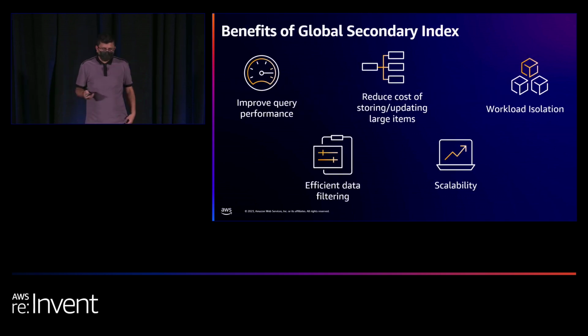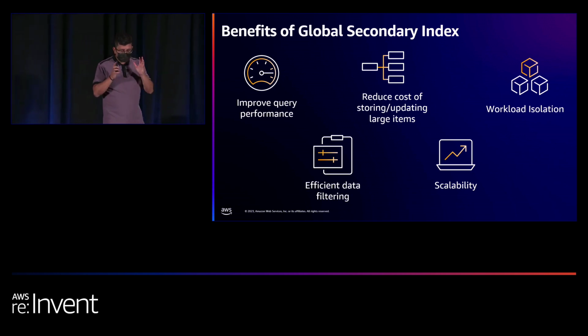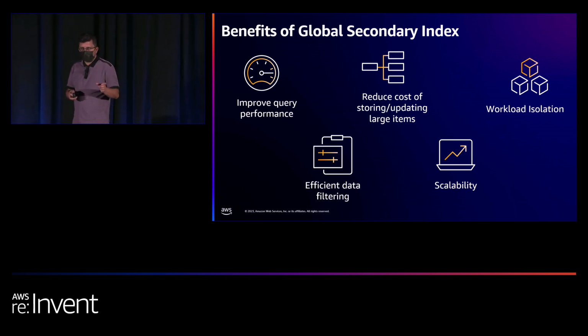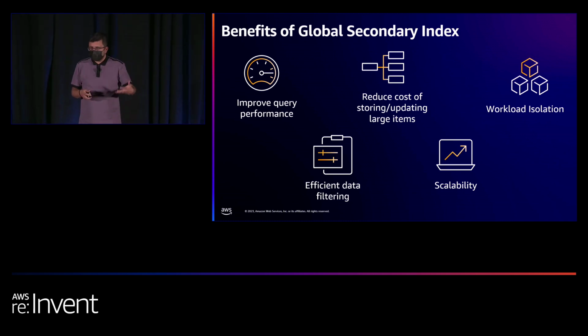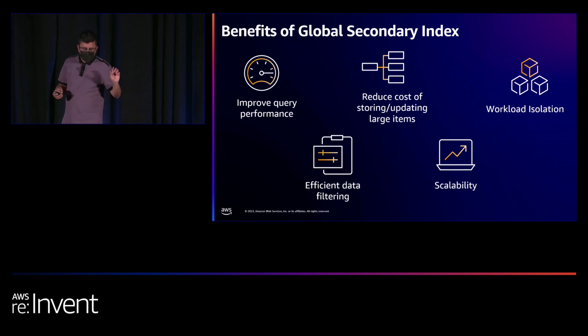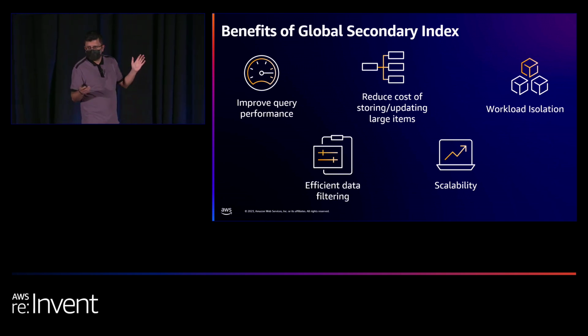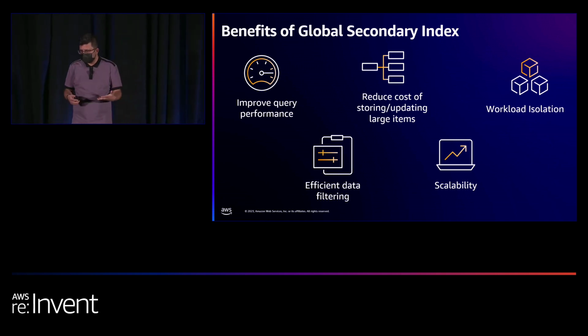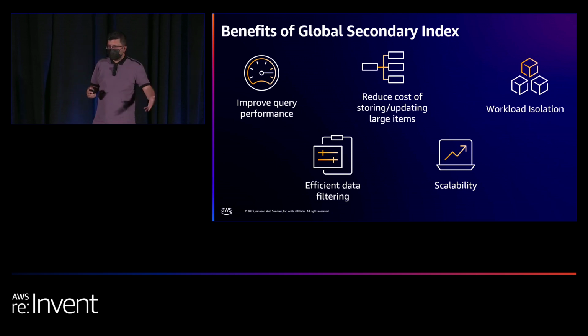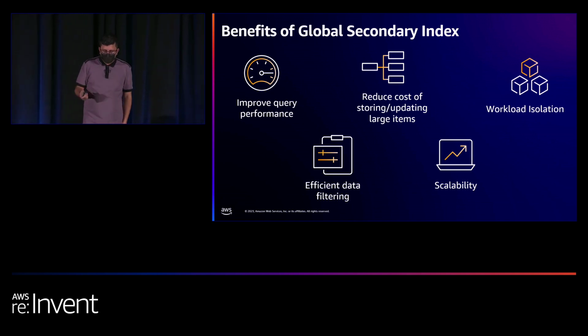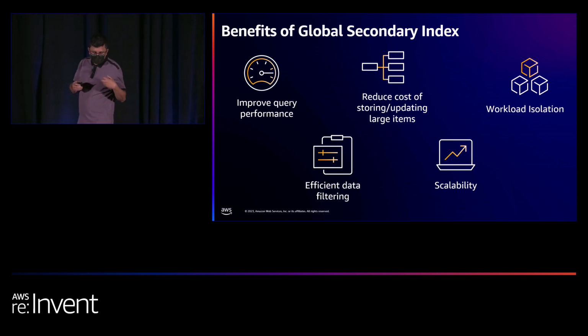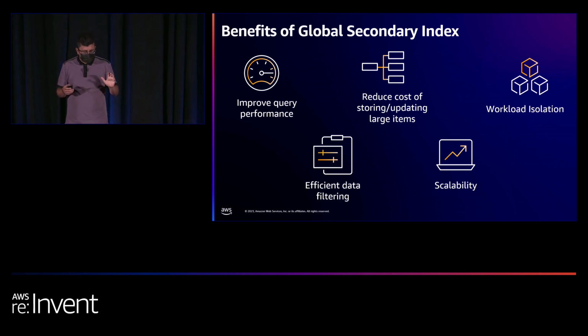Benefits of a global secondary index. You can improve your query performance by specifically picking the use cases or the API that you're building for your application, which your customers will call, and storing that in the index, so that maybe you only project 3 attributes. So you are again going to reduce your cost of repeated access on a smaller subset of your table. You can reduce the cost of storing and updating large items.